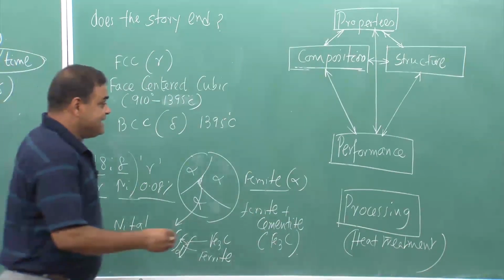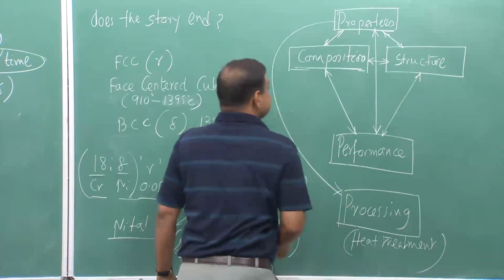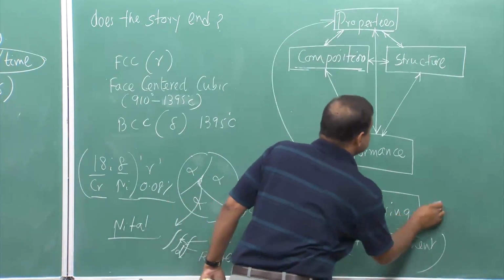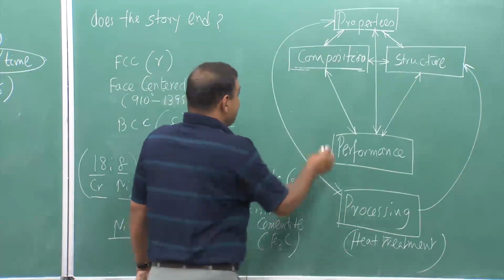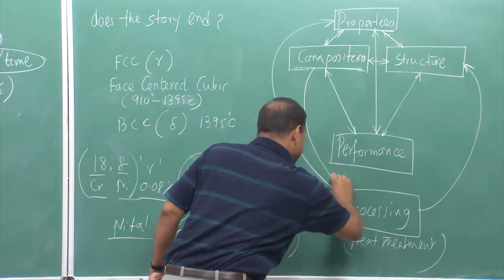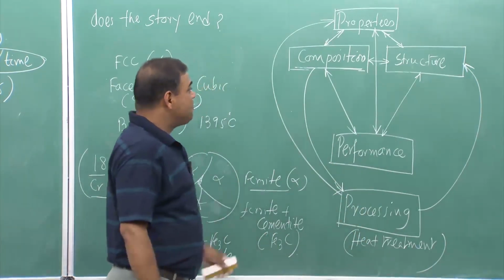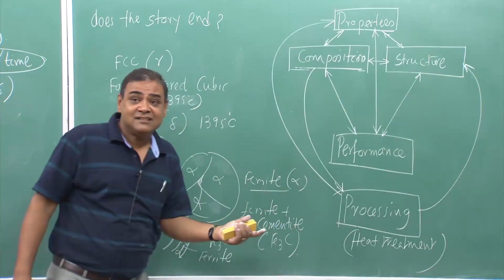So, that means here we see that processing changes the properties, processing changes the structure, composition changes structure, and processing also changes the structure. The composition will decide the processing. We will talk about that.